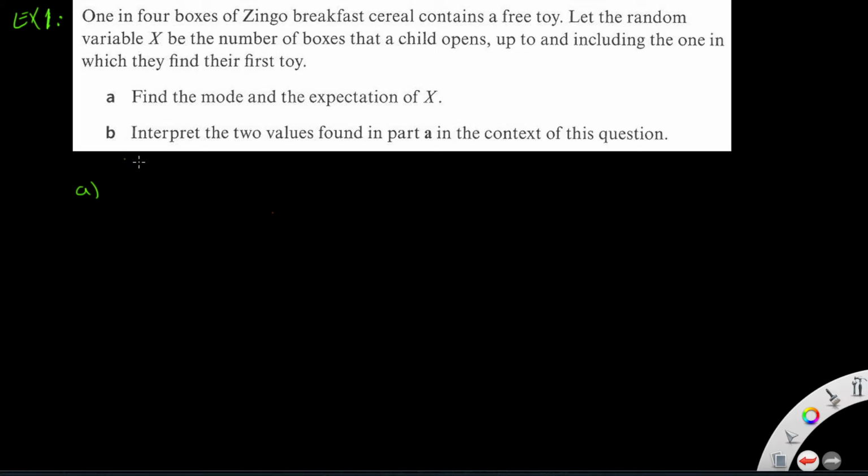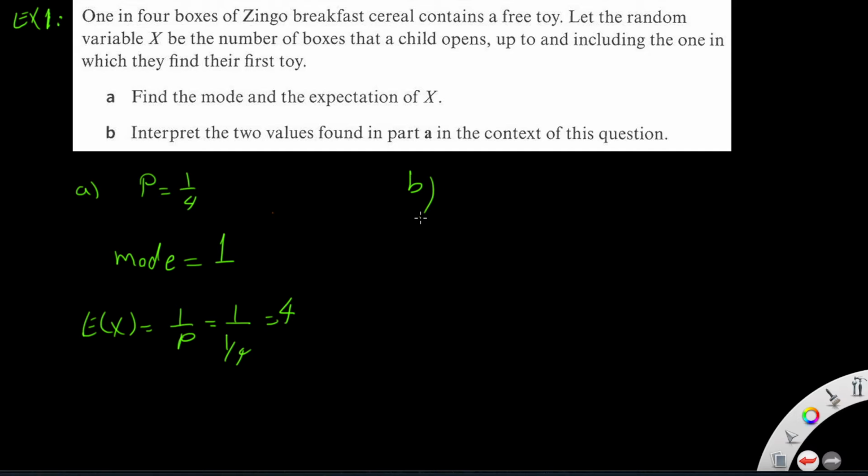Now, as given in the question, 1 in 4, so p is 1 over 4. Now, mode for all the geometric distributions is always 1. But expectation is 1 over p, so is 1 over 4, which is 4. Now, for part B, interpret the two values found in part A in the context of this question.